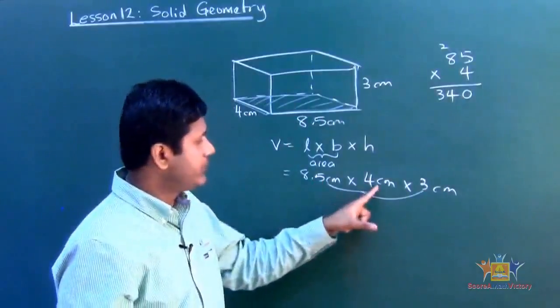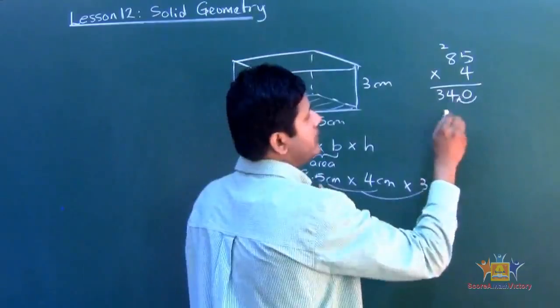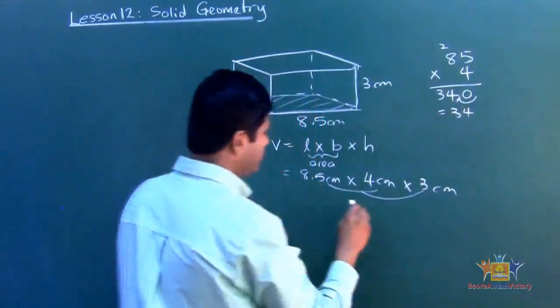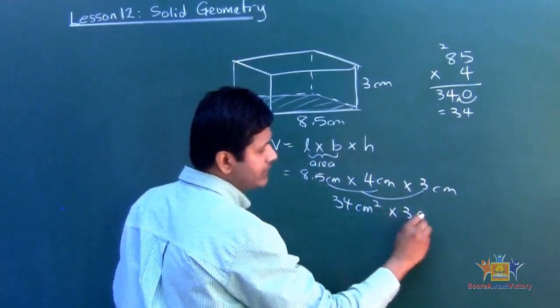There's only one number. There's no decimal for this one. There's only 1. So I put it back. Bring it back and put 1 right there. So it's 34. Okay? So that gives me 34 centimeters squared times 3 centimeters.